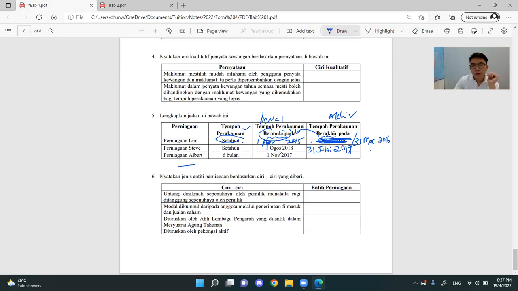Penegaan Albert, 6 na. Look at this one. This is 6 bulan saja. All right, but this kind of question rarely comes out. I think, in fact, it doesn't come out in SPM, because in SPM normally kita anggapkan adalah satu tahun. Alright, so 1st November 2017, 6 months later, 11, 12, 1, 2, 3, 4. So dia end on April.